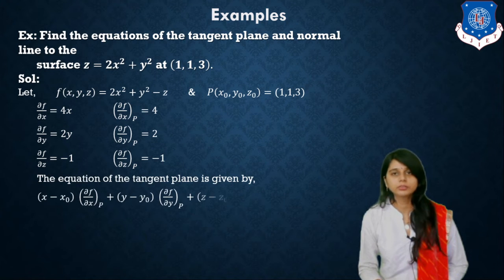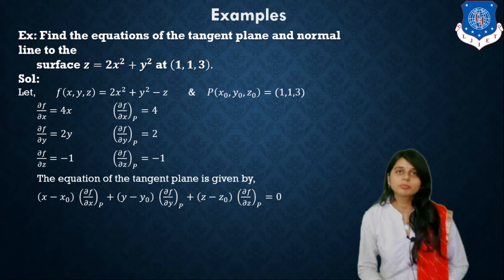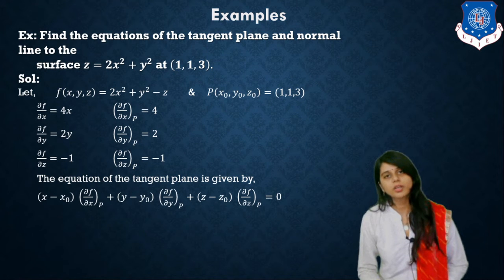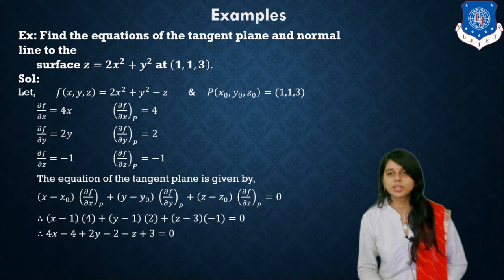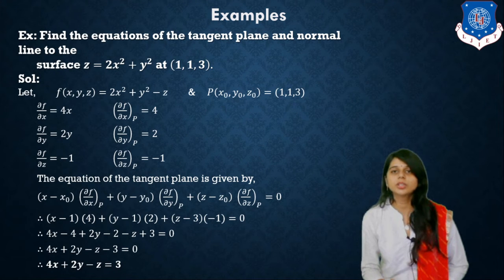The equation of the tangent plane is (x − x0) ∂f/∂x at point P + (y − y0) ∂f/∂y at point P + (z − z0) ∂f/∂z at point P. Put all the values of x0, y0 and z0 and ∂f/∂x, ∂f/∂y and ∂f/∂z in the equation. So we get 4x − 4 + 2y − 2 − z + 3, and solving this equation, we get 4x + 2y − z = 3, which is the tangent plane for that equation.